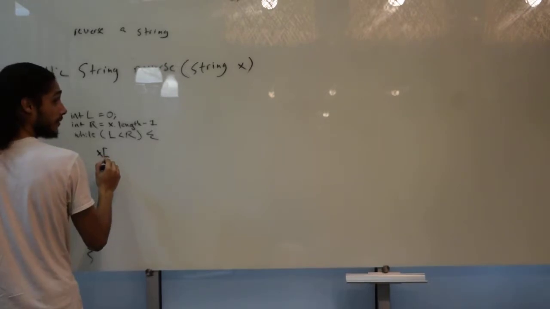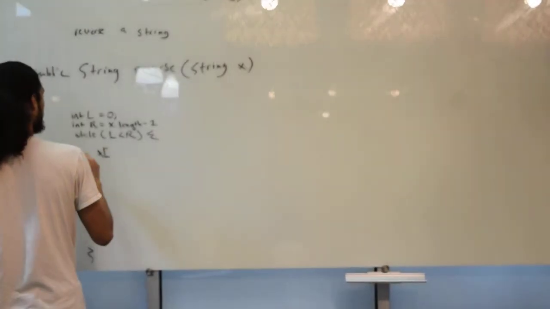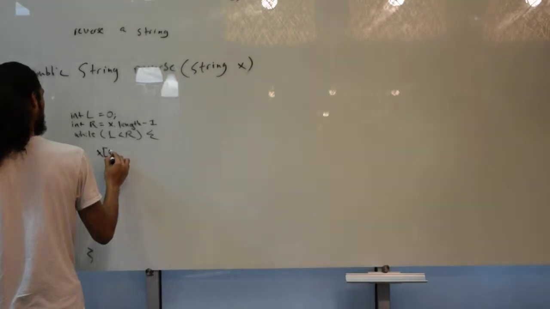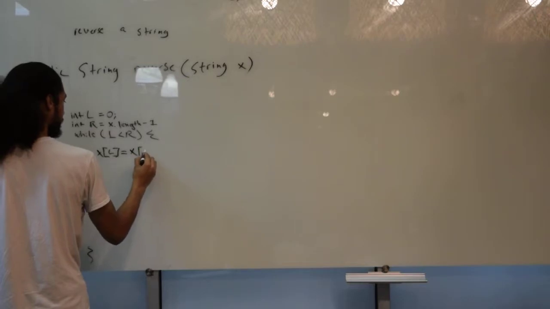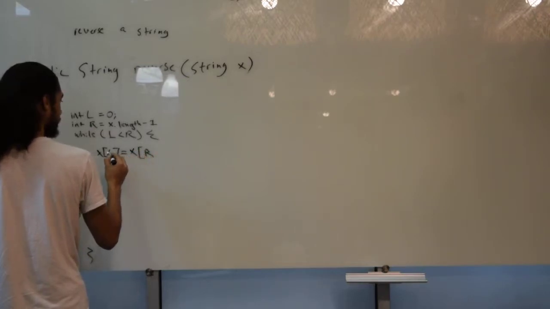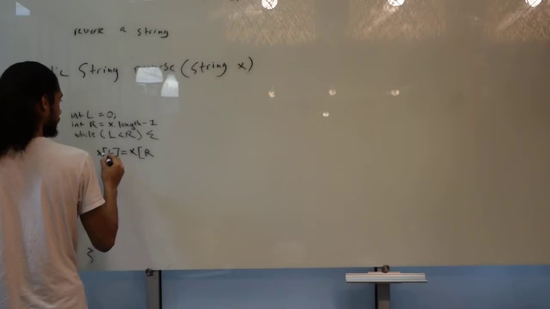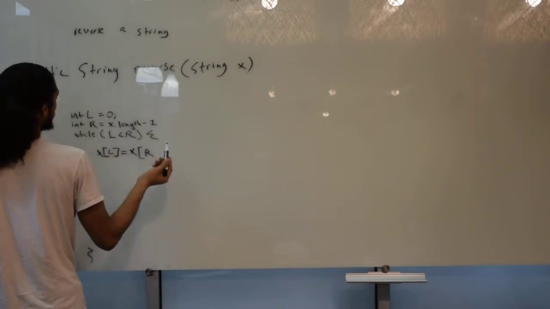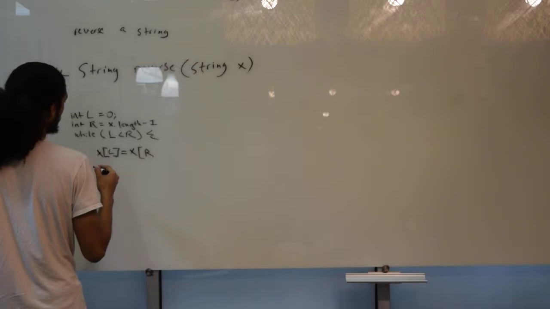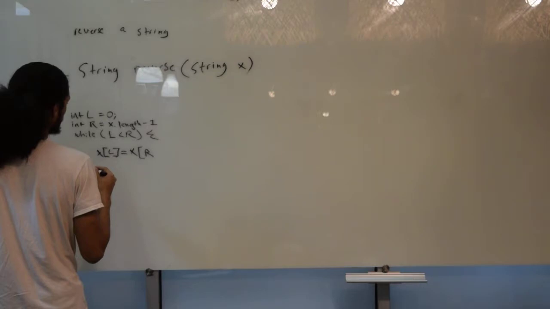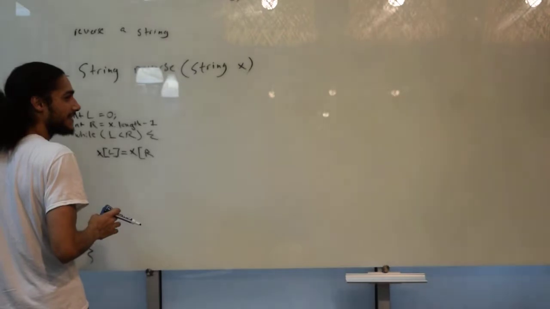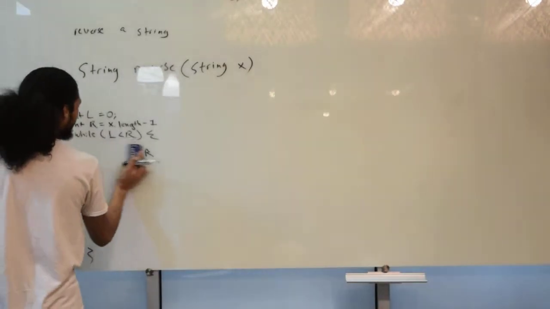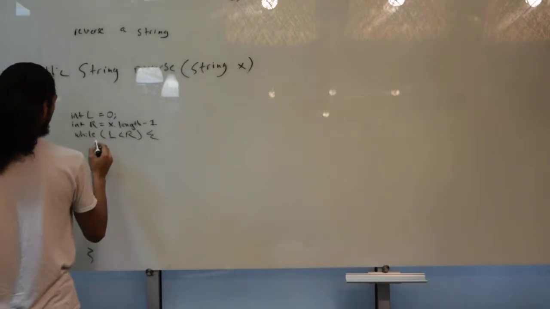What is that? X at L equals X at R. Where's your temp variable? Because you just lost that character. You need to store the state of the one you're about to replace. Otherwise, how are you gonna fill it in later? How are you swapping it out? You're right.